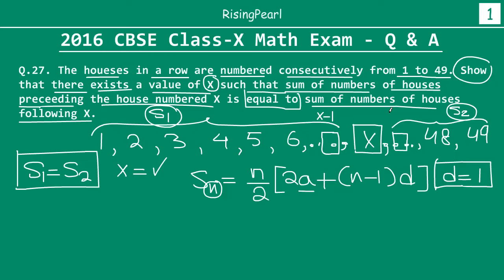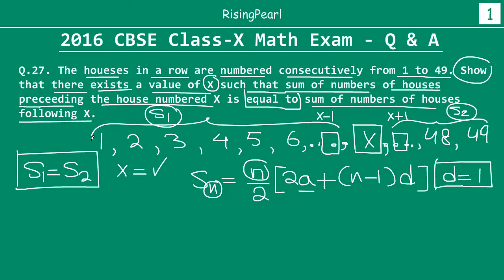That term will be x plus 1, right? Because this is x, the one right before will be x minus 1, and the one right after that will be x plus 1. So before we calculate the sum of n number of terms, we need to make sure how many terms there are, what the first term is, and what the common difference is. For both of these, the common difference will be 1, right?